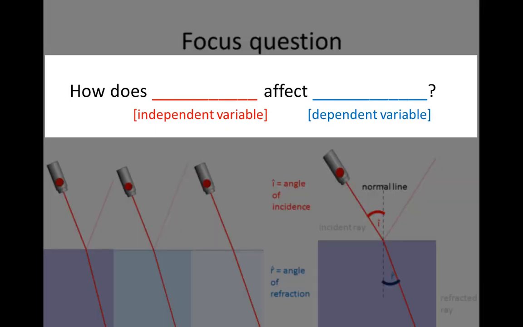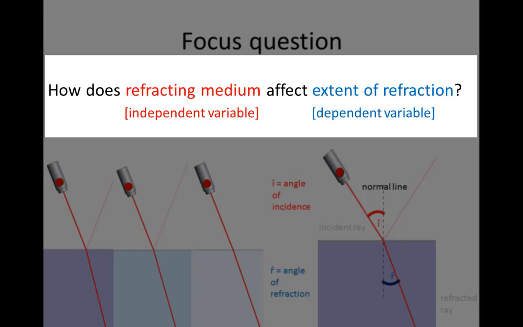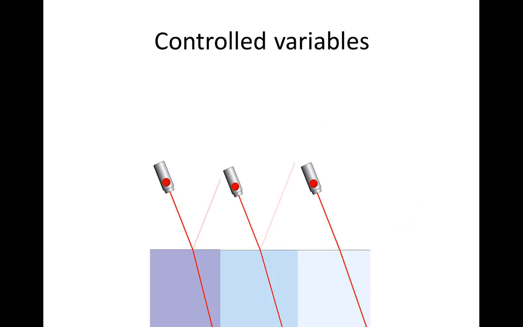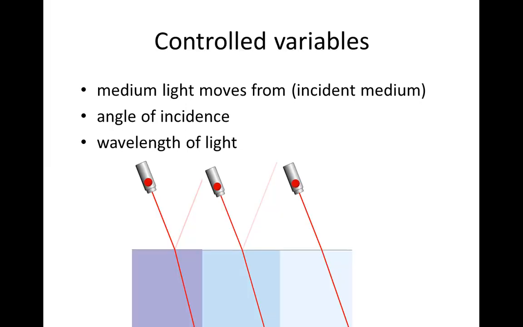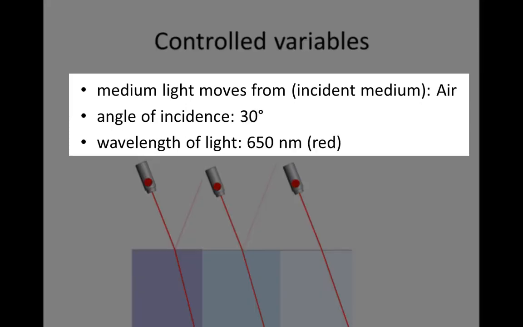So what is our focus question? How does refracting medium affect the extent of refraction? What must we control between our treatments so that this is a fair test? The medium that the light moves from, which we could call the incident medium, the angle of incidence, and the wavelength of light. We could choose anything for these as long as we are consistent between the treatments. I have chosen air as the incident medium in all cases, 30 degrees as the angle of incidence, and red light of wavelength 650 nanometers.